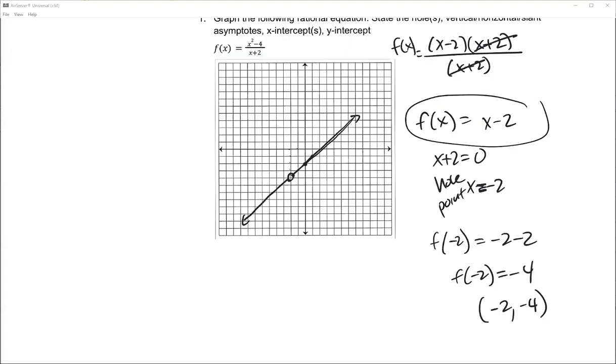Oh shoot, I forgot to share the screen. Sorry, I forgot to share the screen, but this is your answer for number 1. You cancel. You have f of x equal to x minus 2. You go down 2 for the y-intercept. You go up 1, right 1, graph the line, and then draw a hole at negative 2, negative 4. That's what I did here.